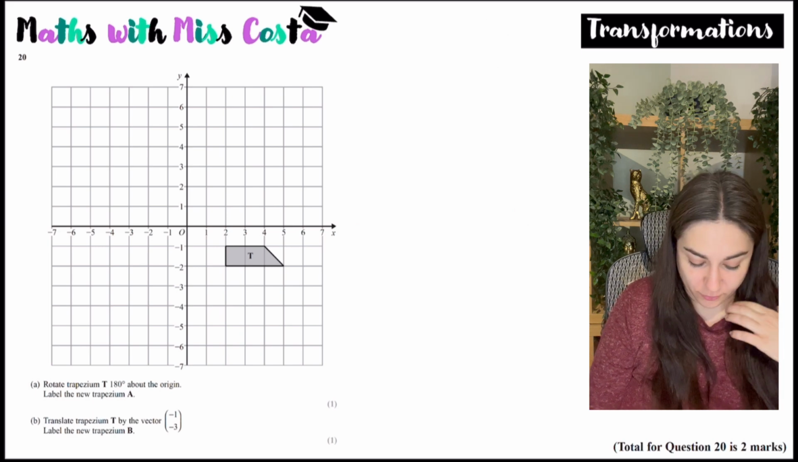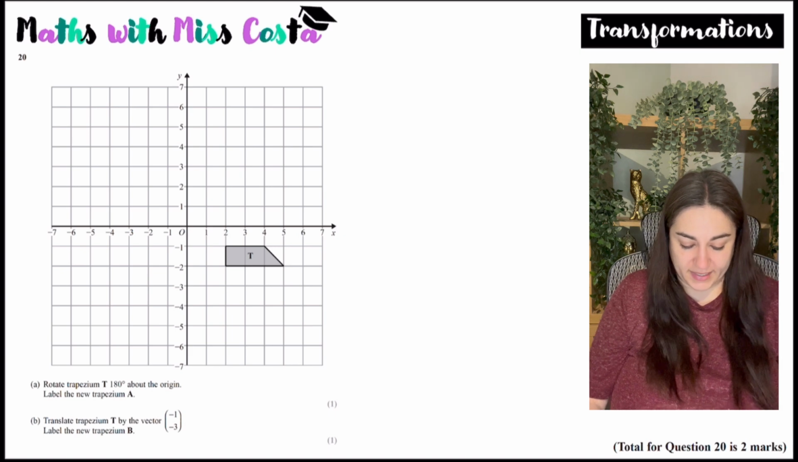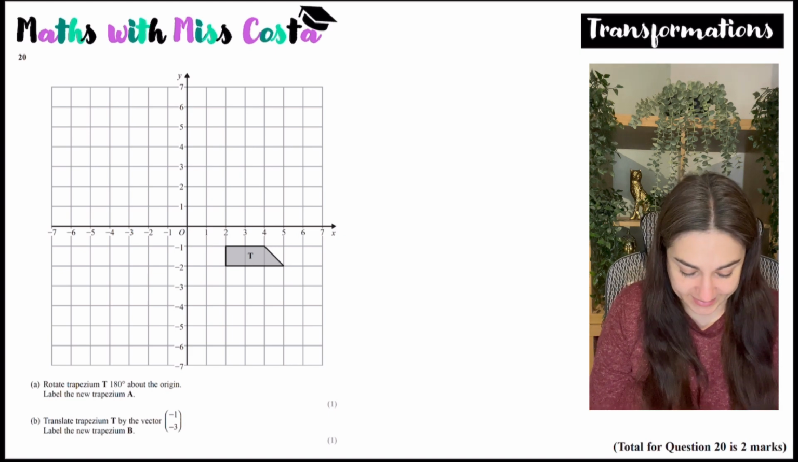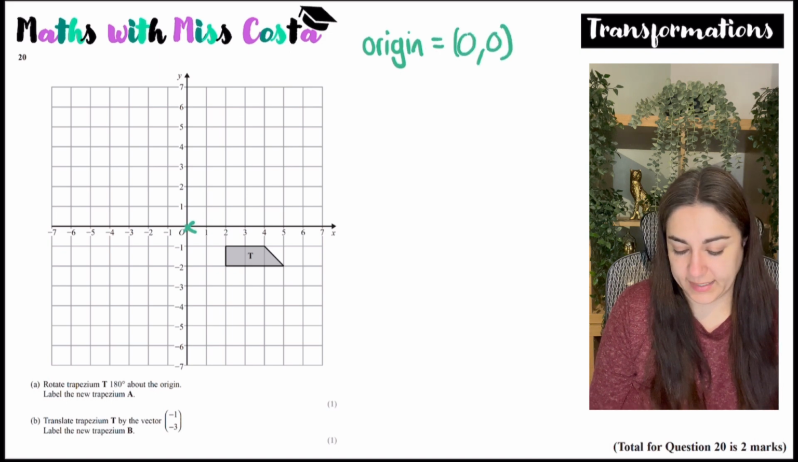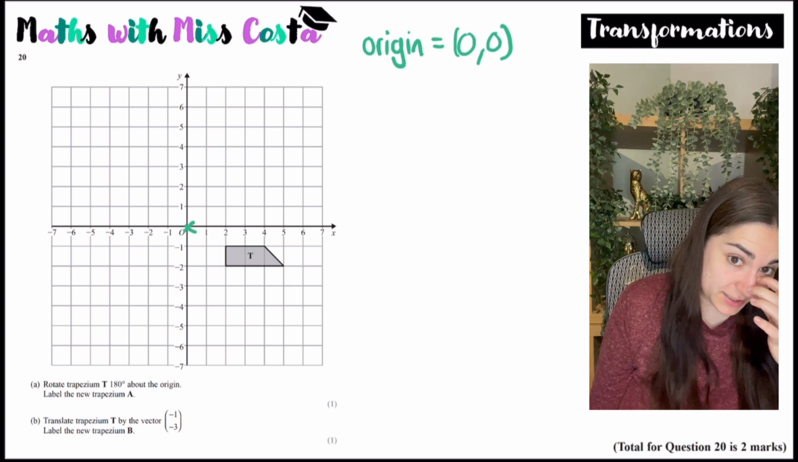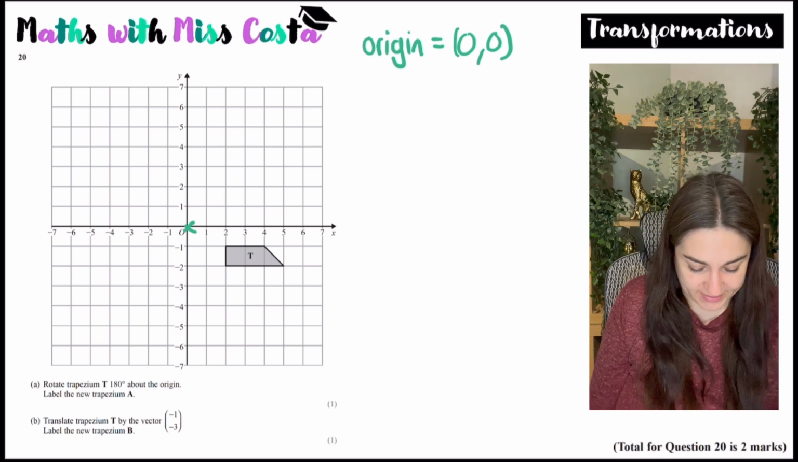Okay, over here I've got a transformation question. So I need to rotate trapezium T 180 degrees about the origin. Now the origin is literally the center over here. It's 0, 0. The origin is where everything begins. So I need to rotate T 180 degrees about the origin.